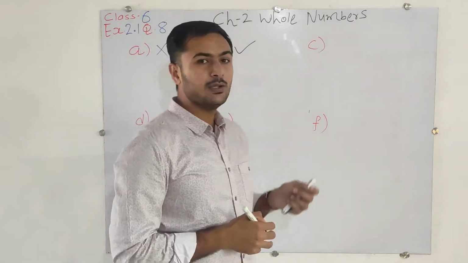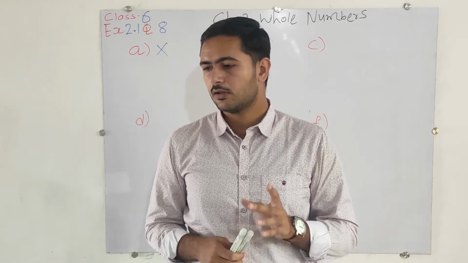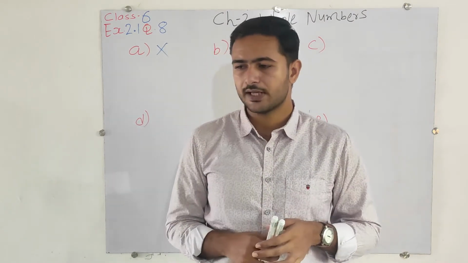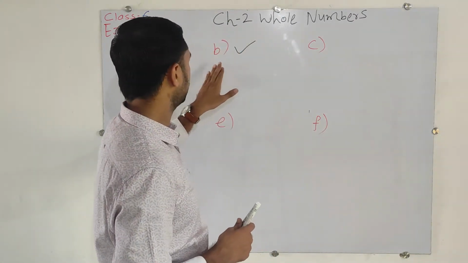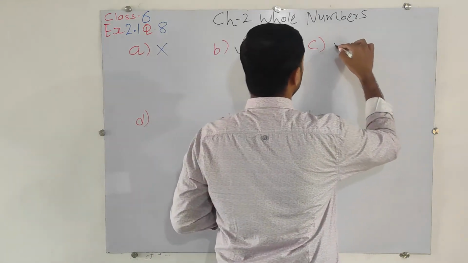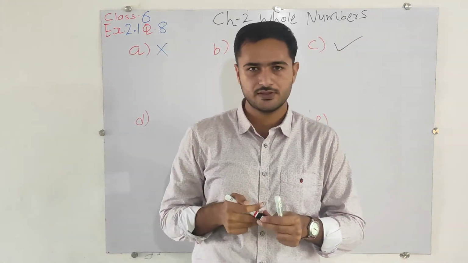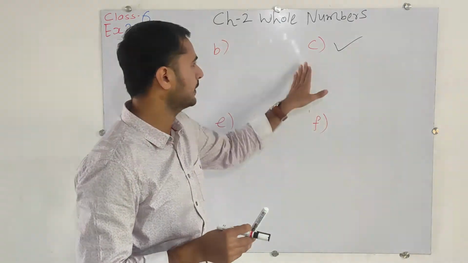Now the C one, the third one, that is 0 is the smallest. Oh, sorry, by mistake I did that. This is 0 is the smallest whole number. That's the third one. The second one remains. Okay, earlier we did 0 is the whole number. That was the third one, C.